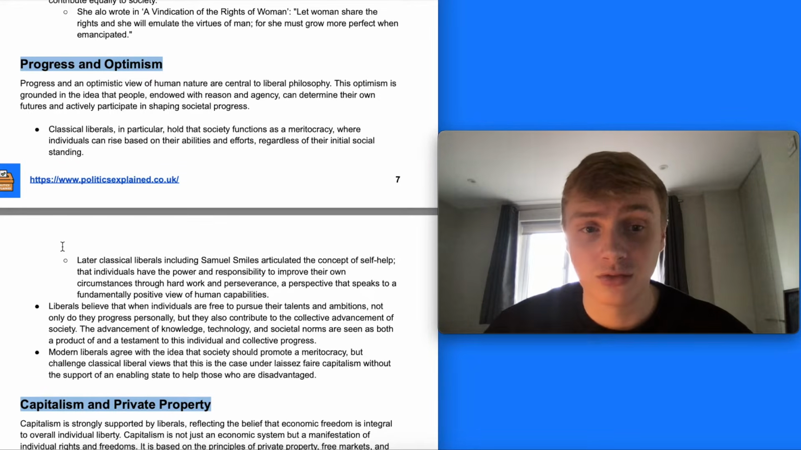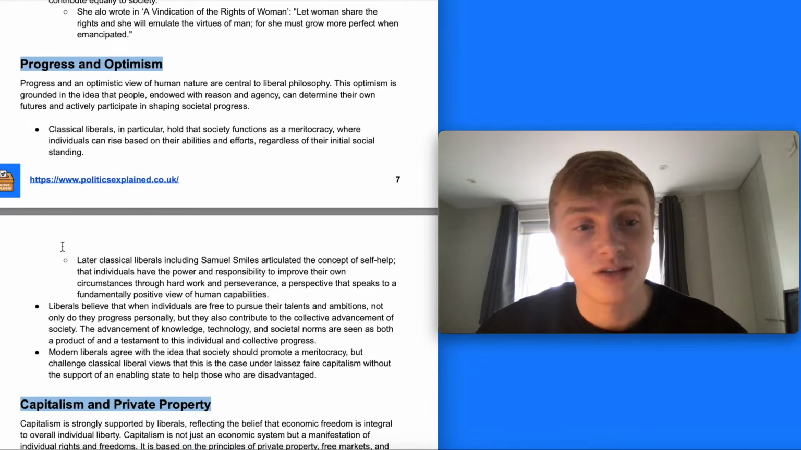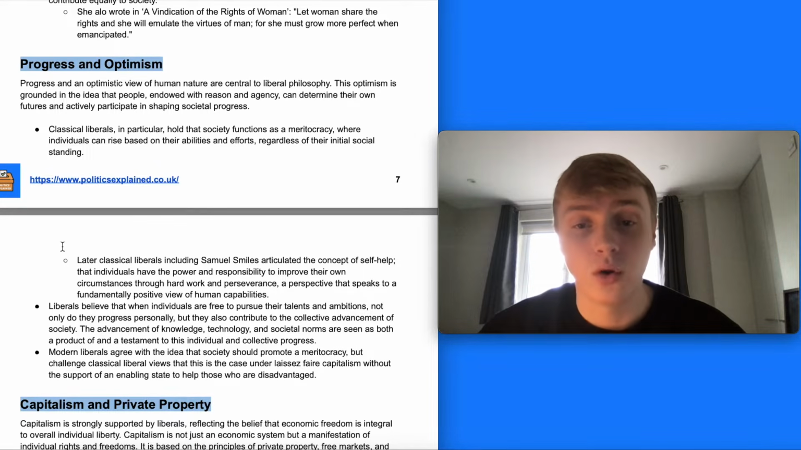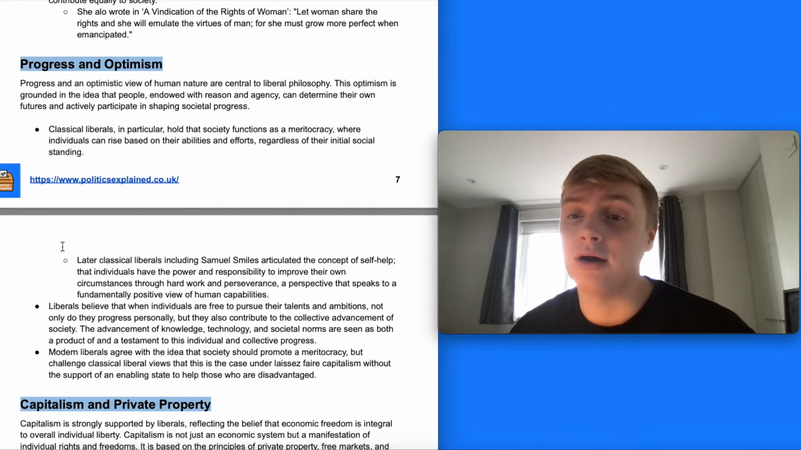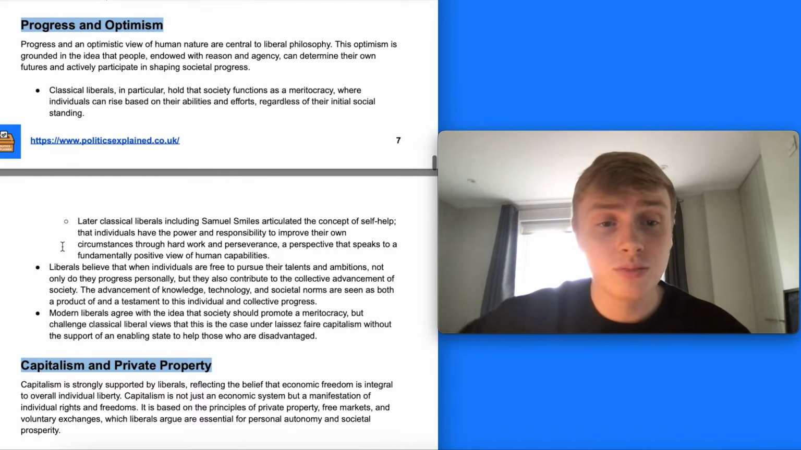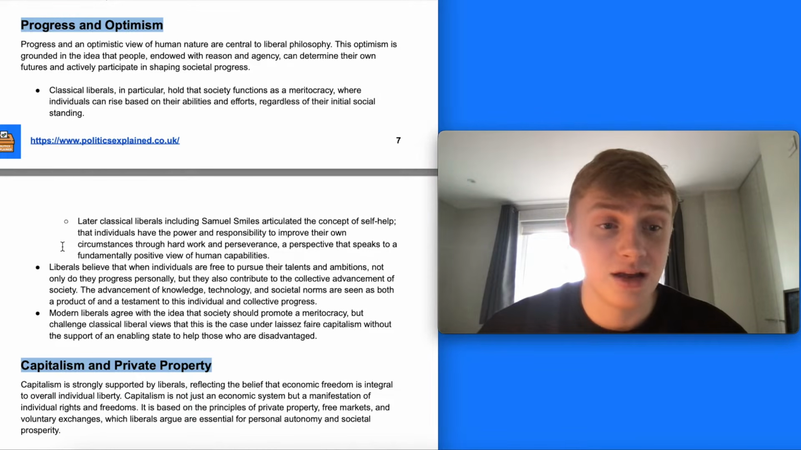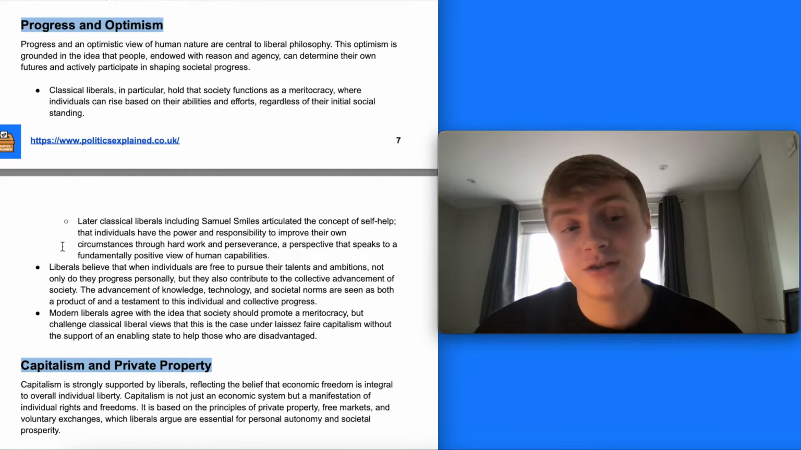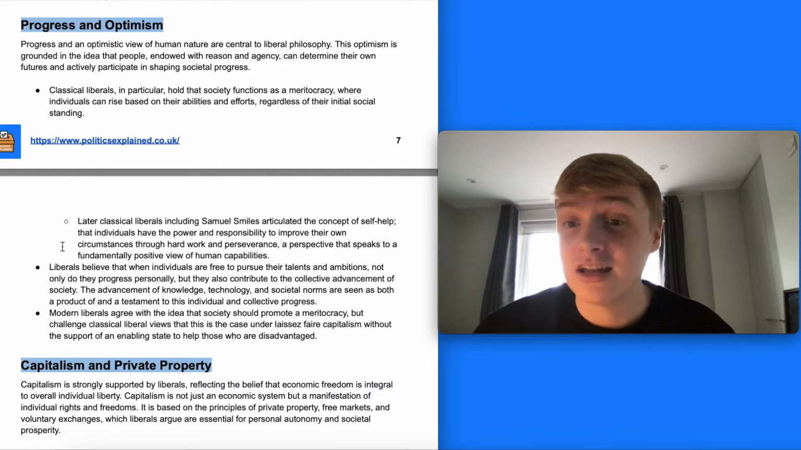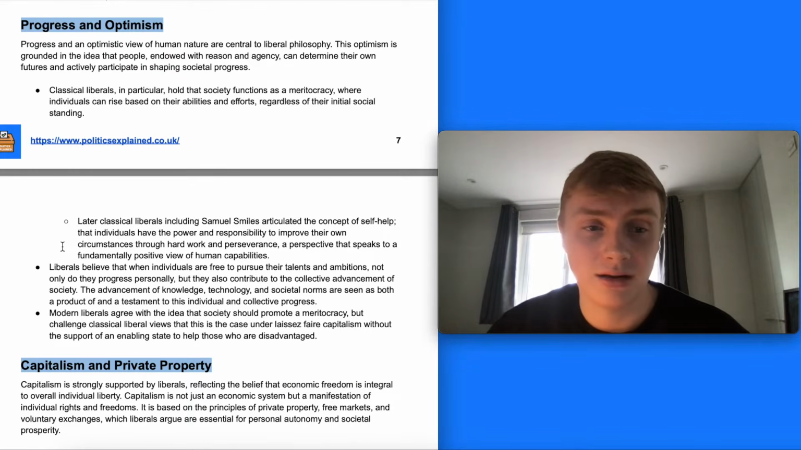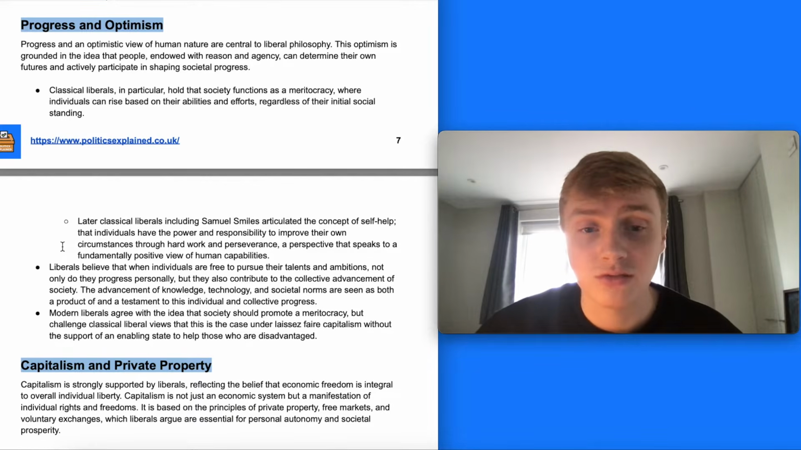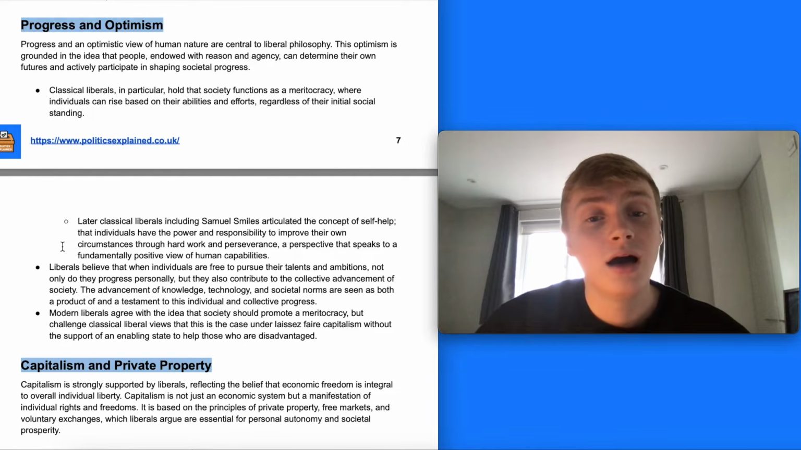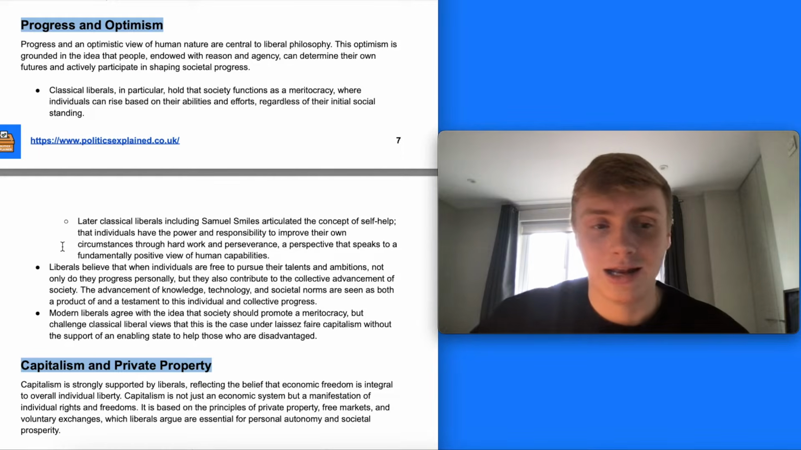And you see this in later classical liberals with the thought of Samuel Smiles and the concept of self-help, which argues that individuals have the power and responsibility to improve their own circumstances through hard work and perseverance, even in the context of an industrialized society. So liberals believe that when individuals are free to pursue their talents and ambitions, not only do they progress personally, so it's not just about individual progress, but they also contribute to the collective advancement of society. And this links into this real belief in individualism and egoistical individualism in particular. The advancement of knowledge, technology, and societal norms, and this is also very much linked to Enlightenment ideas, are seen both as a product and a testament to this individual and collective progress.